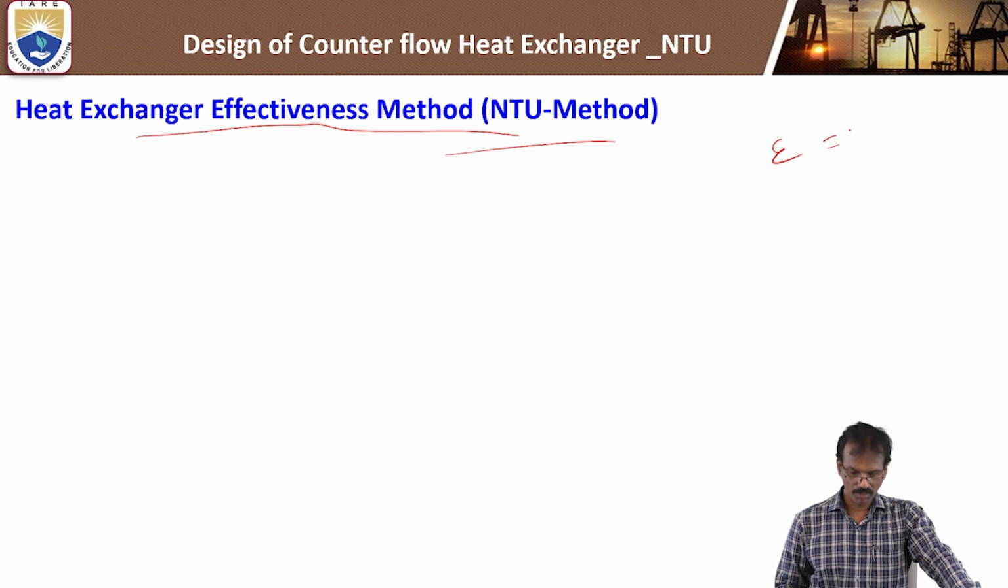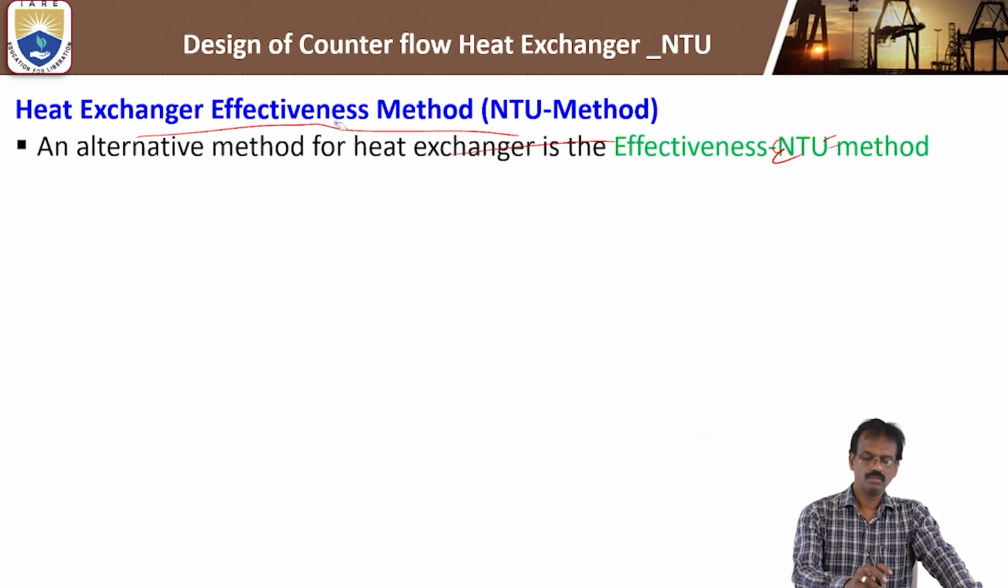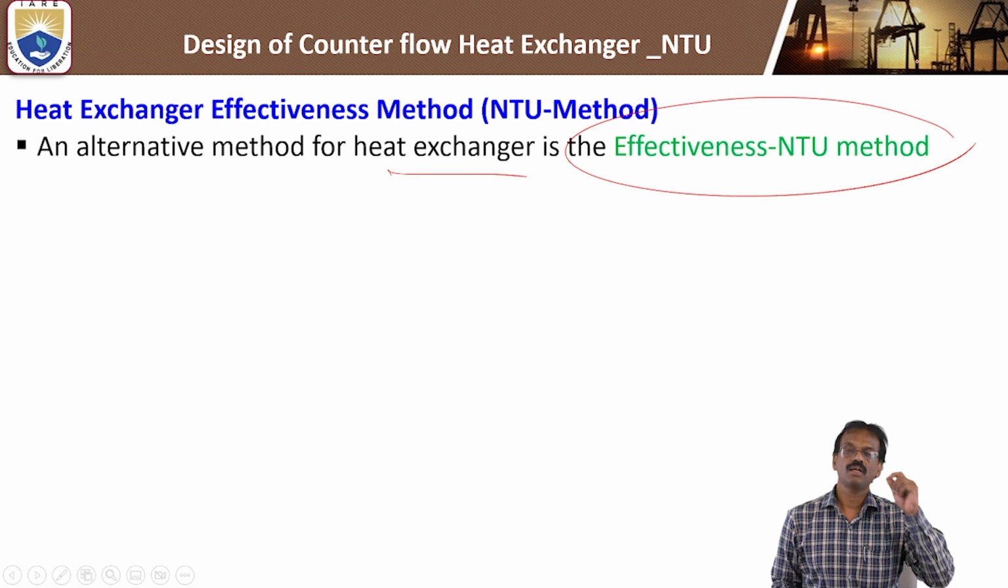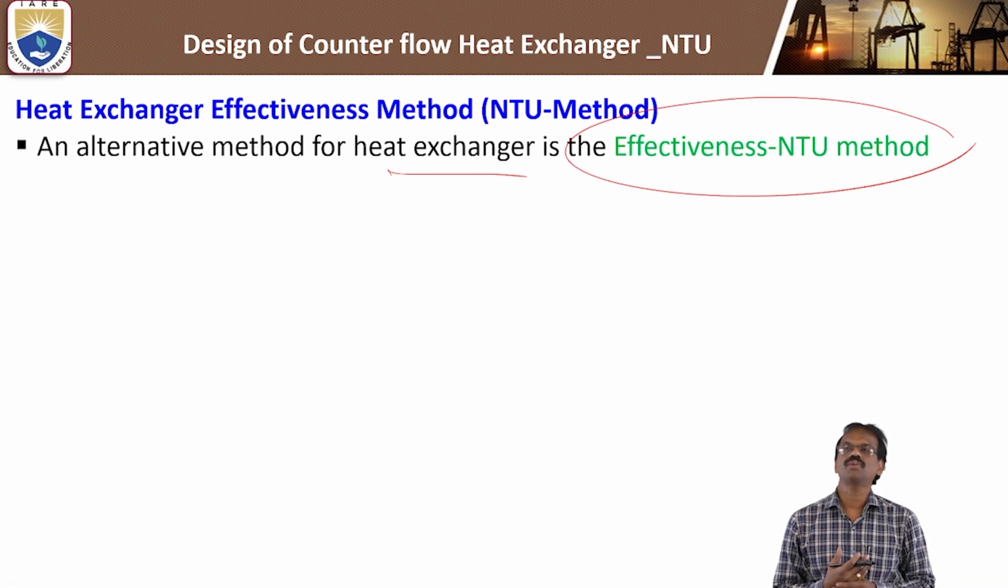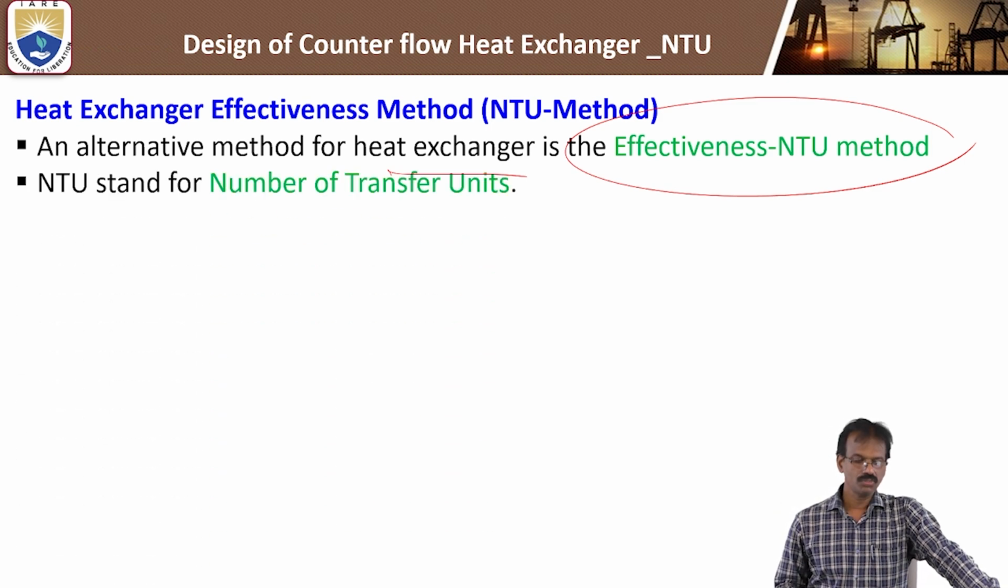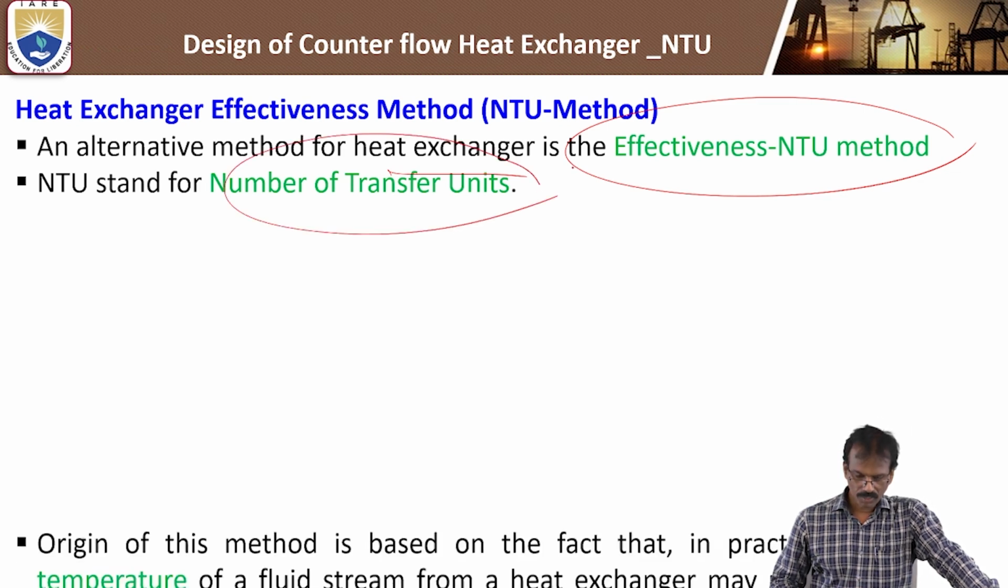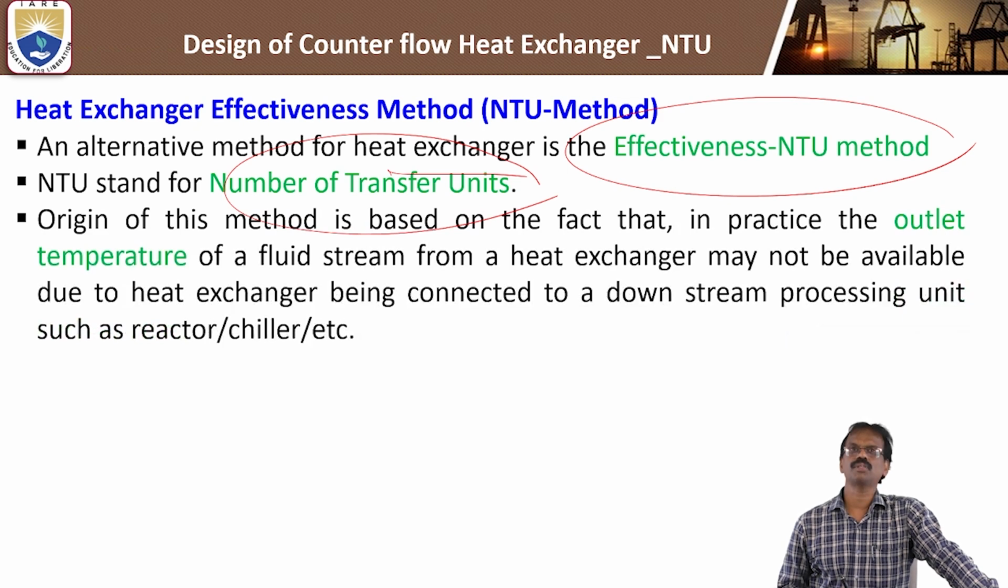Effectiveness, you know the formula for the effectiveness. Also, an alternate method for the heat exchanger is the effectiveness NTU method. Already in the previous class, we discussed that: what is the importance of effectiveness, and then LMTD. This time repeating that also. NTU, you know that NTU stands for number of transfer units. NTU is nothing but number of transfer units.